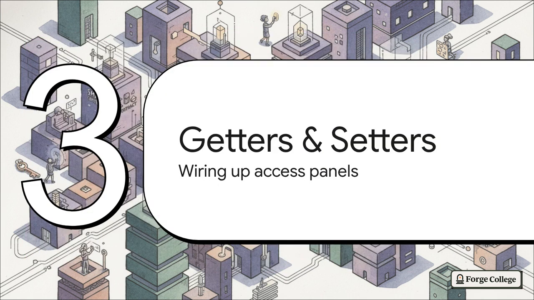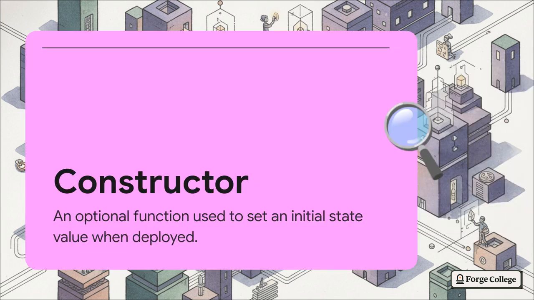Moving on to section 3, getters and setters. This is where we wire up our access panels. Now, once you have that shiny new storage tank, you need a way to actually pipe information in and out of it, right? We use functions as our mechanical valves. Let's start with the deployment phase itself. A constructor is this special, completely optional function that runs exactly once at the exact moment your contract is deployed to the blockchain. This is the mechanism we use to inject our very first initial greeting. If we don't want our storage tank to just start out totally empty, we pass a starting string, something like hello Forge, right into the constructor. That primes the state variable before anyone else even has a chance to interact with the contract.